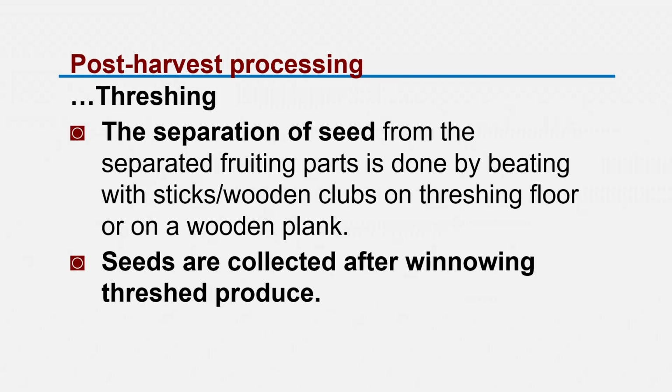The separation of seed from the separated fruiting parts is done by beating with sticks, wooden clubs or on threshing floor or on a wooden plank. So, this can be done manually by laborers, and seeds are collected after winnowing threshed produce. So, threshed produce may have some hulls and some other material which should be cleaned to get the pure seed.